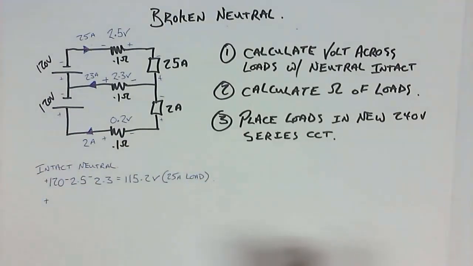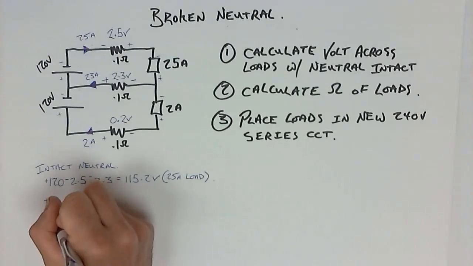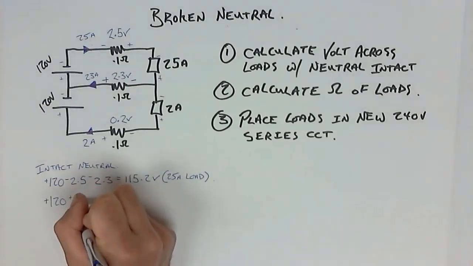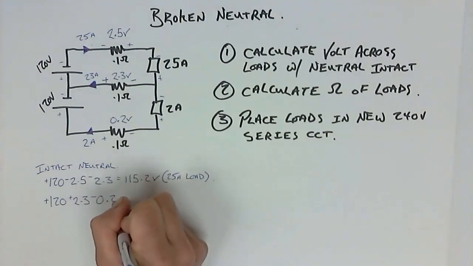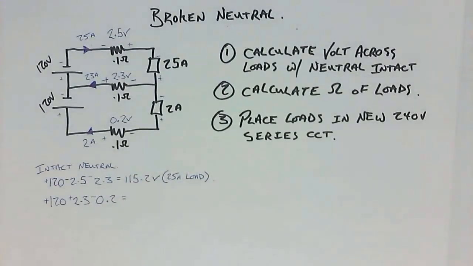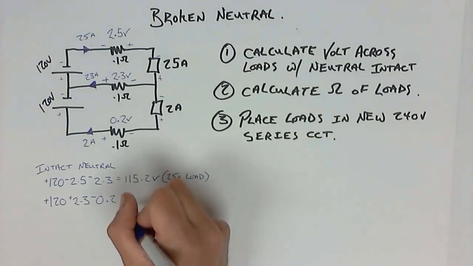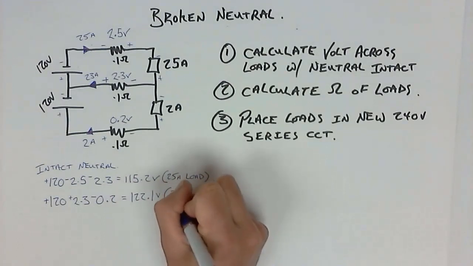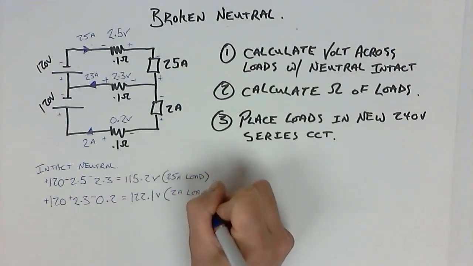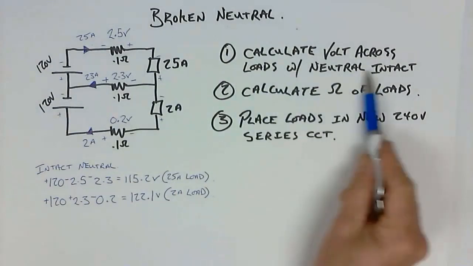On the other side, for my 2 amp load, I have plus 120 plus 2.3 minus 0.2. So 120 plus 2.3 minus 0.2 gives me 122.1 volts. Okay, so we've done the first step.